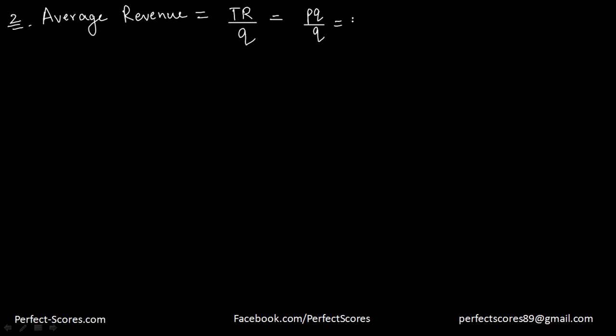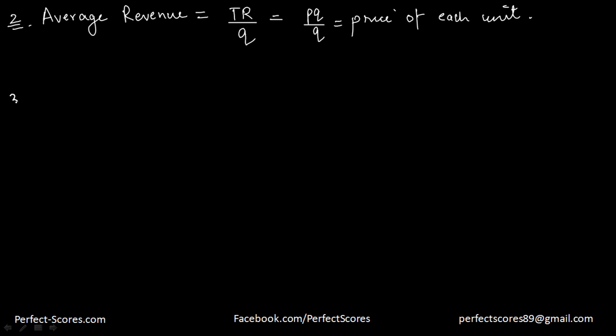Now let's define the second type of revenue, the average revenue. Average revenue is the average revenue per unit of production, which is equal to the total revenue divided by the number of units sold. You already know that total revenue is equal to P times Q, and divided by Q, we have P. So average revenue is nothing but the price of each unit.